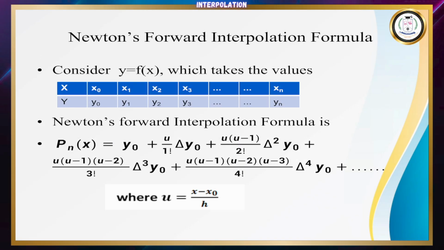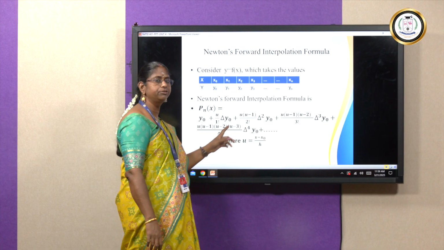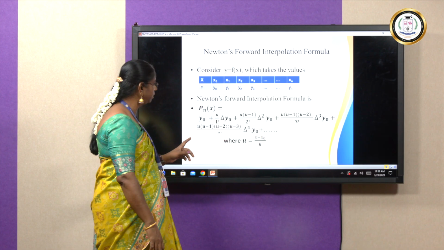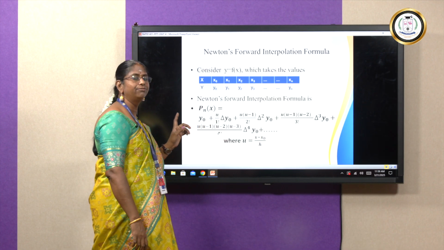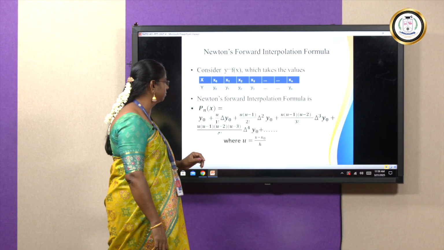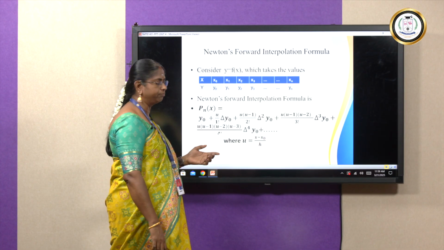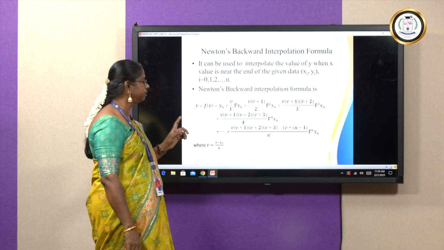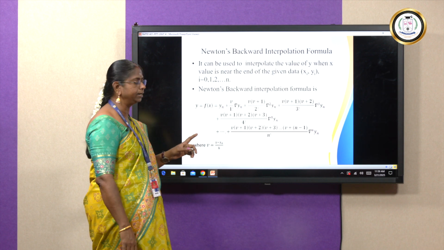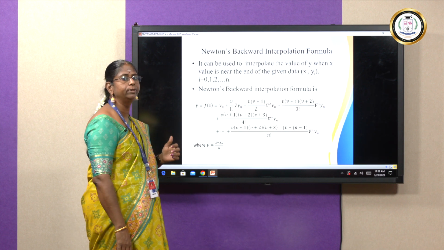And now we have used operators, forward and backward. So here in Newton's forward interpolation formula, I have used the operator delta, which is called the forward difference operator. So how is it going to be defined? And similarly, in this backward interpolation formula, I have used the operator called del. It is the backward difference operator. How is it going to be defined?